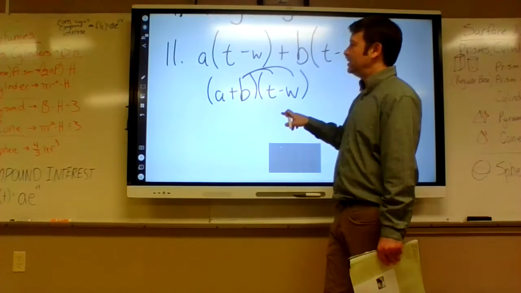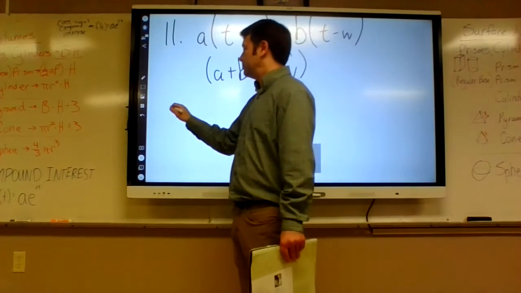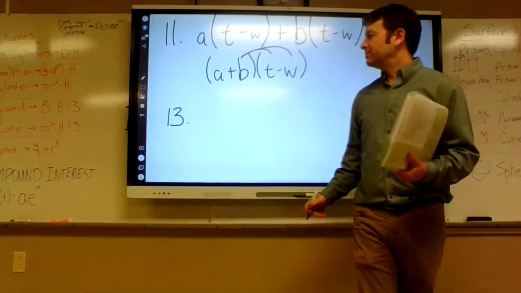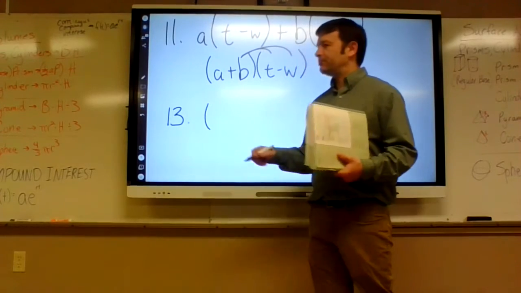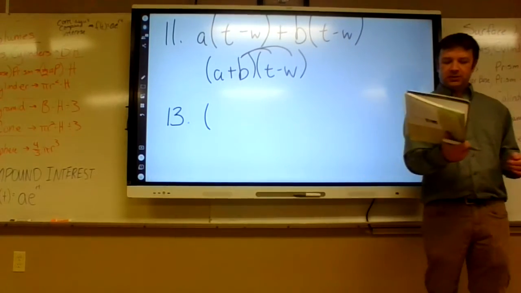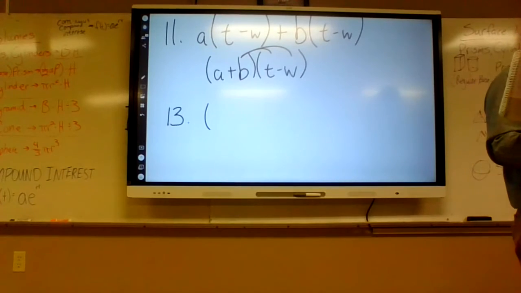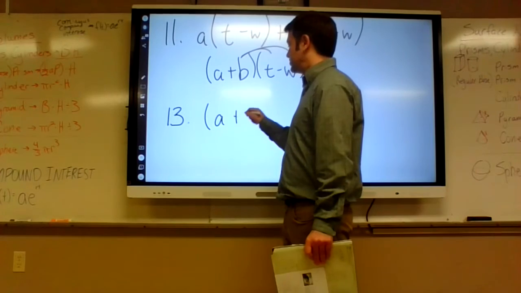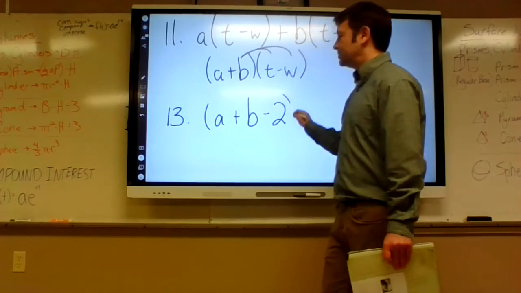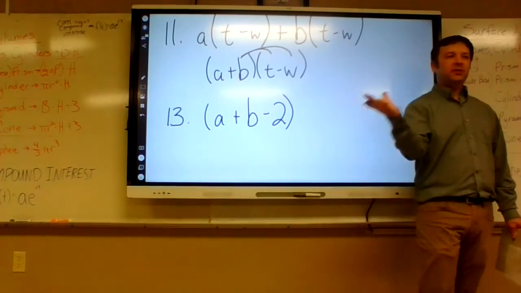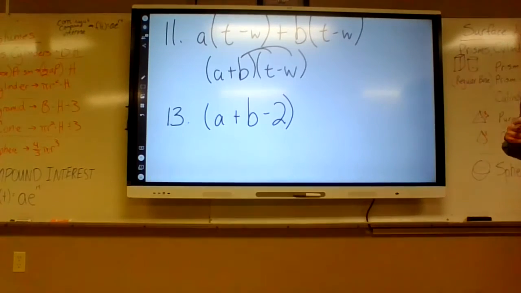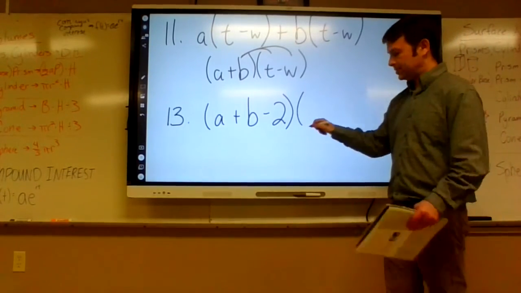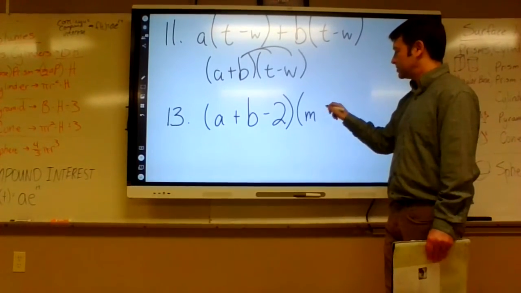Okay, 13 actually might be easier than 11 because they already took stuff out for us. Does anybody want to guess what we should put in our first parentheses on 13? A plus B minus 2. Do you guys see where she got that from? That's all the outside stuff. The only thing different on 13 is there's 3 terms. And then what's going to be in the other set of parentheses? N plus N, the inside stuff.